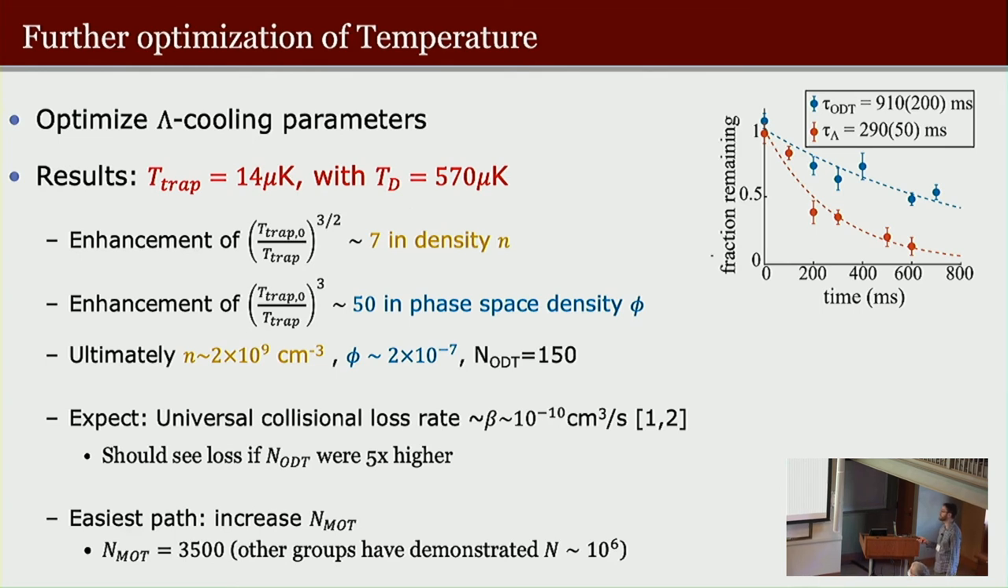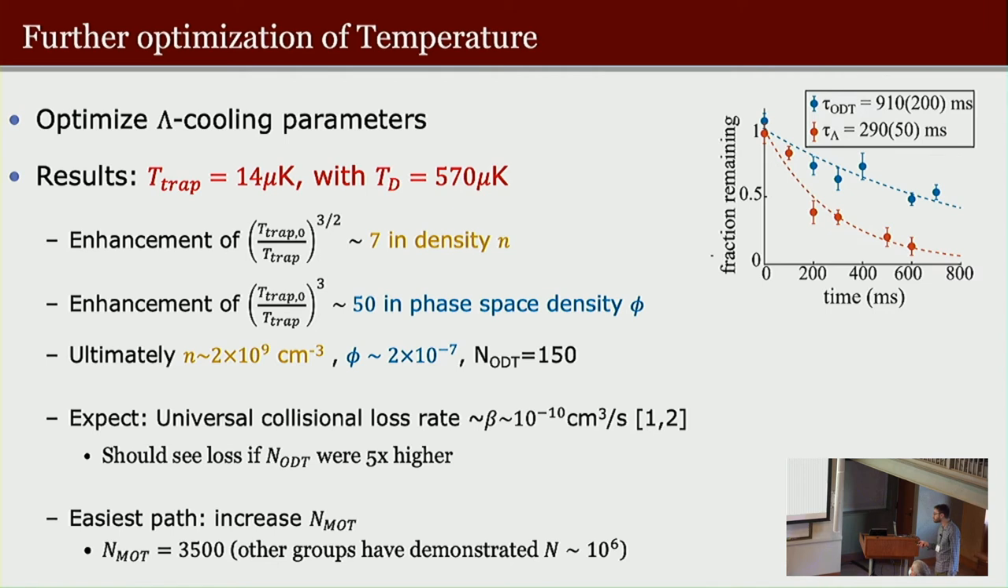So what does this give us? The fact that we can lower our temperature in this way gives us a factor of 7 gain in density and 50 in phase space density. And ultimately, we were able to reach densities of about 10^9 per cubic centimeter, and phase space density of about 10^-7, despite only having 150 molecules in our ODT. And we found an ODT lifetime of about one second.